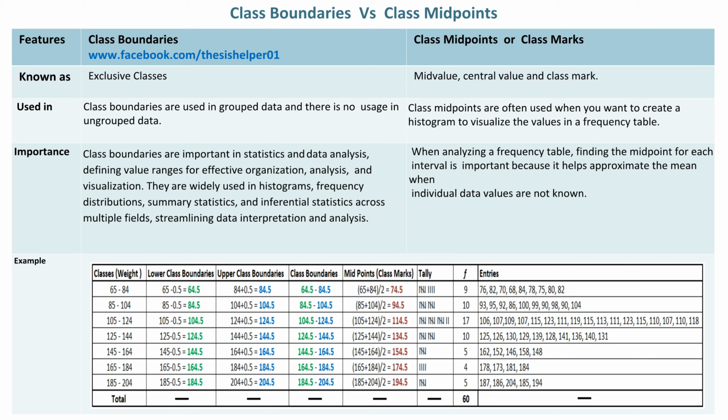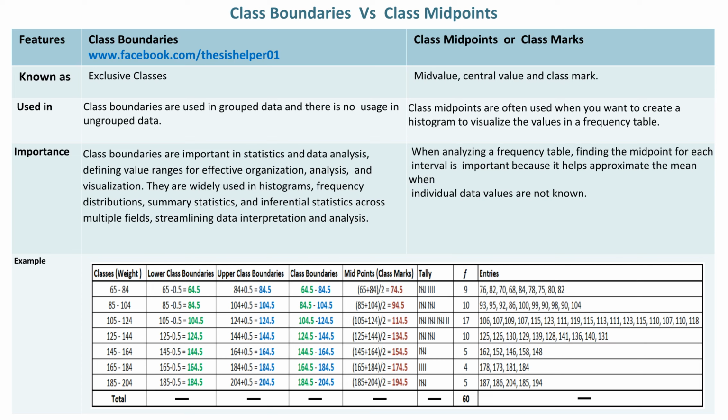They are widely used in histograms, frequency distributions, summary statistics, and inferential statistics across multiple fields, streamlining data interpretation and analysis. Whereas, when analyzing a frequency table, finding the midpoint for each interval is important because it helps approximate the mean when individual data values are not known.